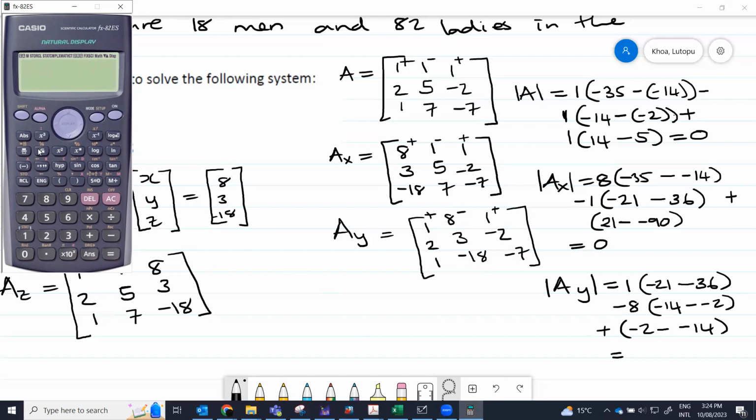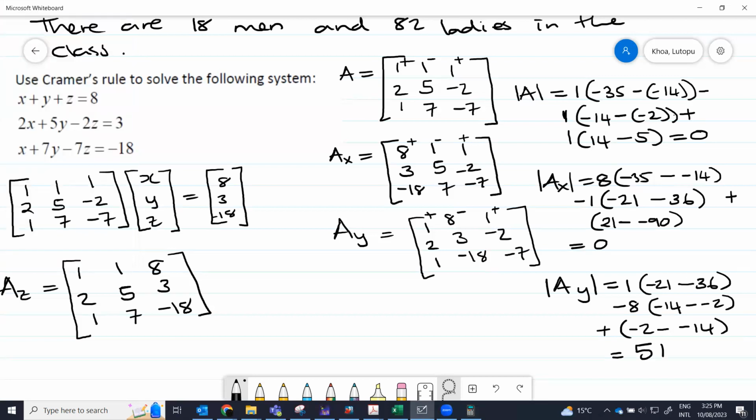Okay, so we have negative 21 minus 36, minus 8 times negative 14 minus negative 2, plus negative 2 minus negative 14. Okay, this one is 51.